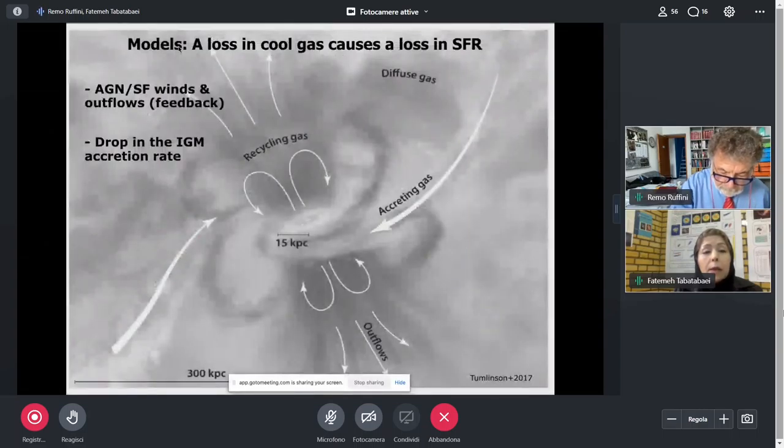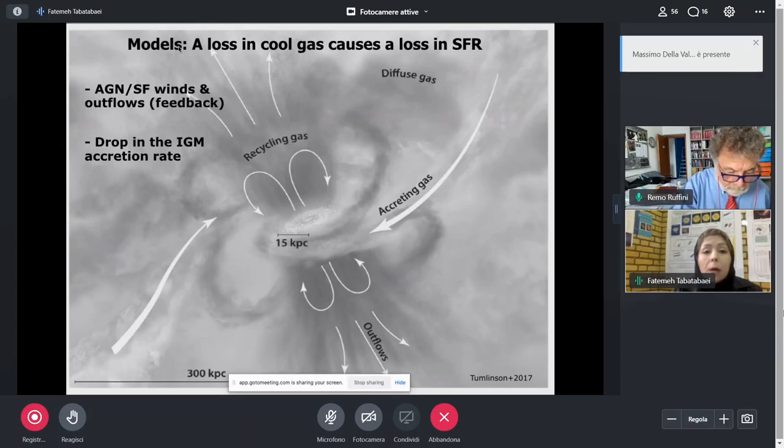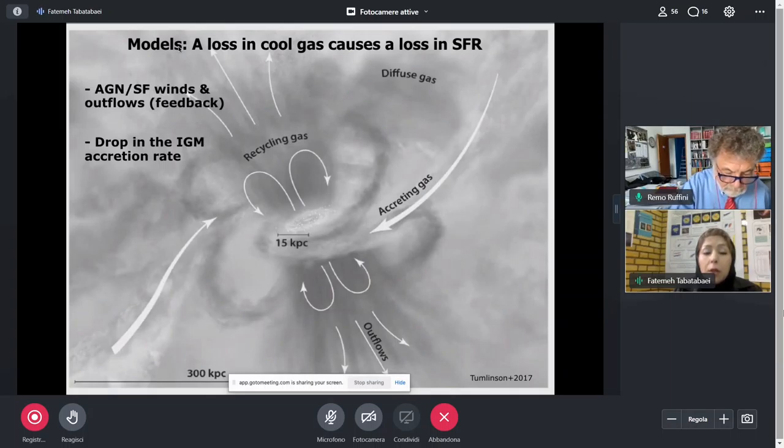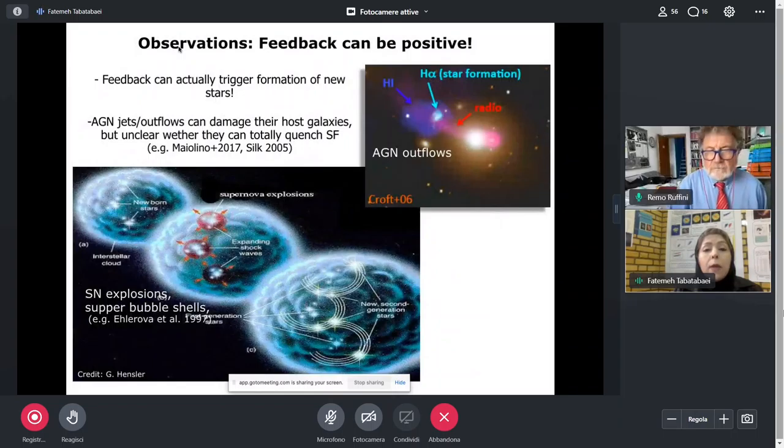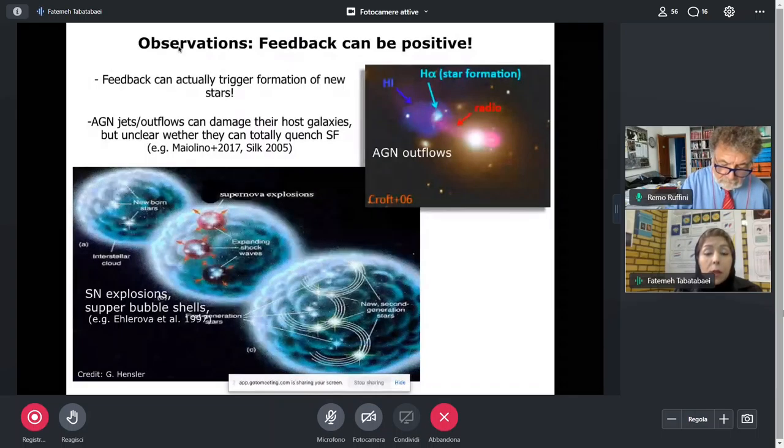In other words, the quenching of star formation is caused by a loss of cool gas, because star formation needs cool gas to form. And this can be caused by feedback, or by a drop in the IGM accretion rate. However, observations show that feedback can actually be positive. It means that it can trigger the formation of new stars.